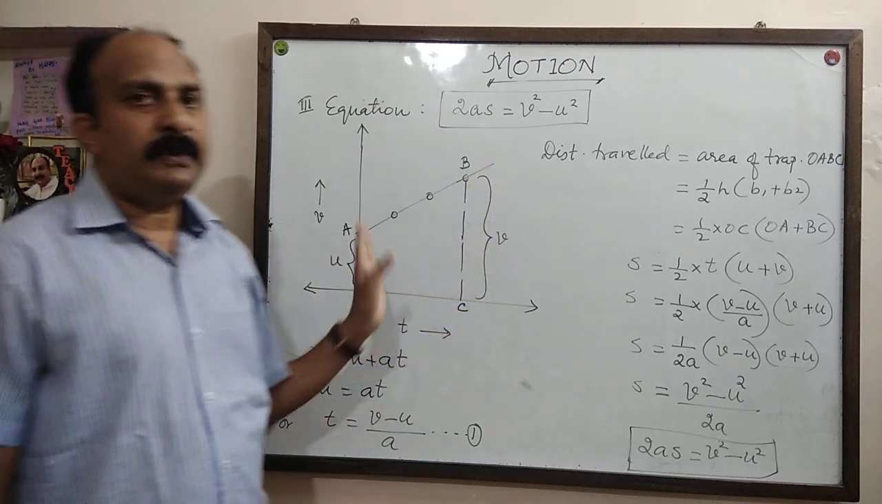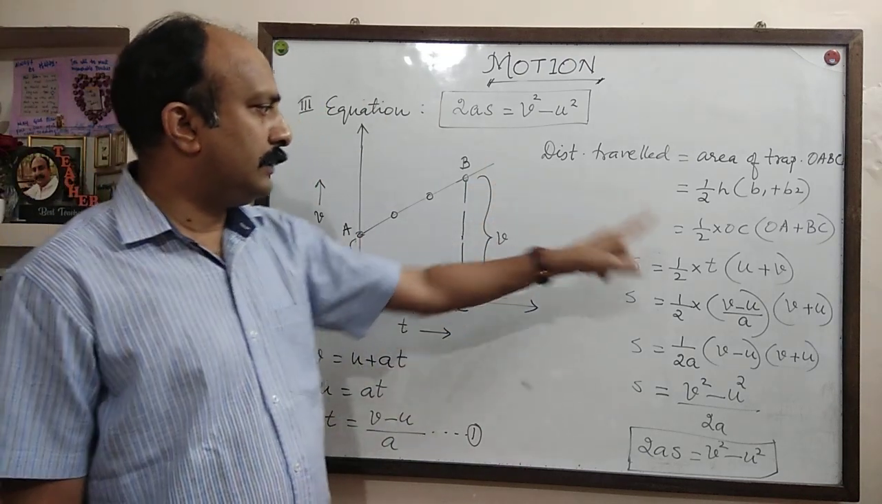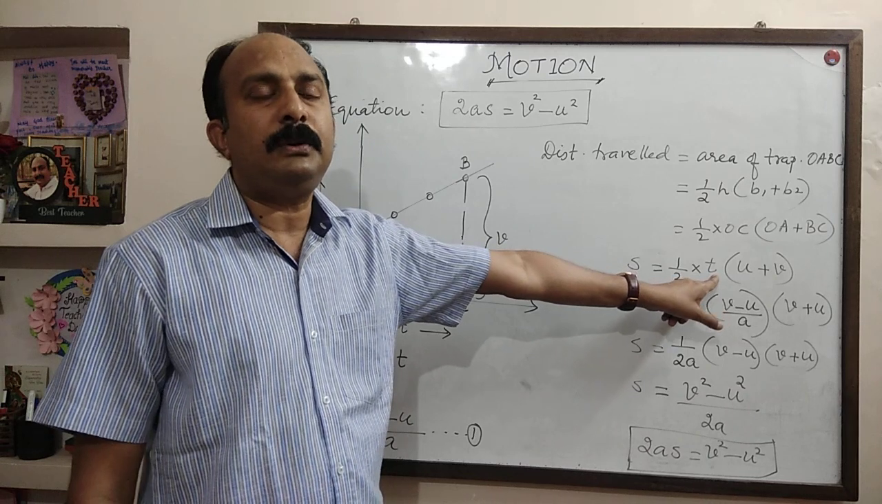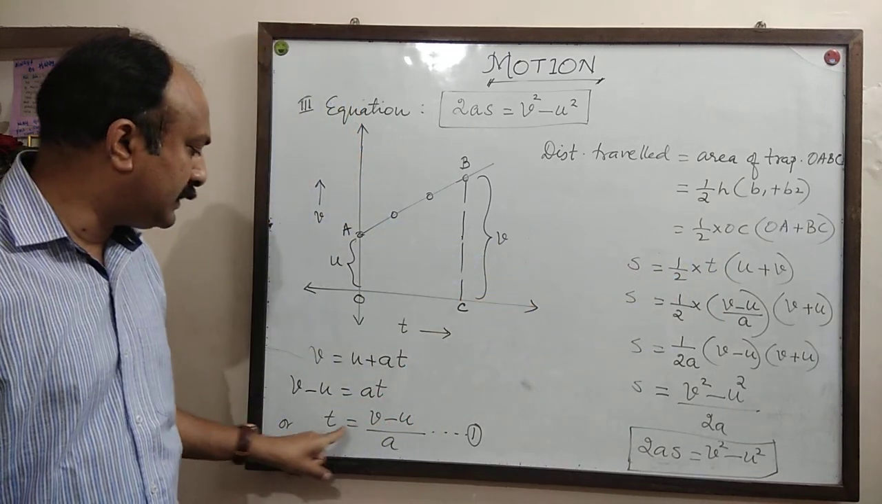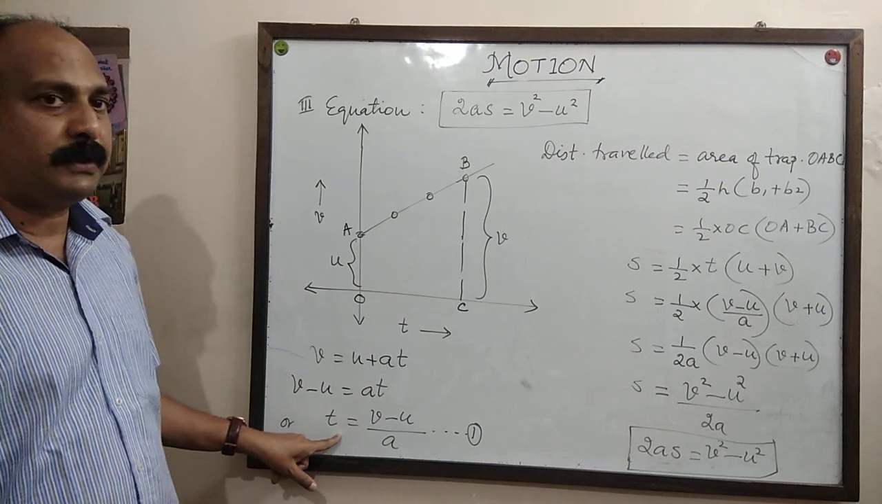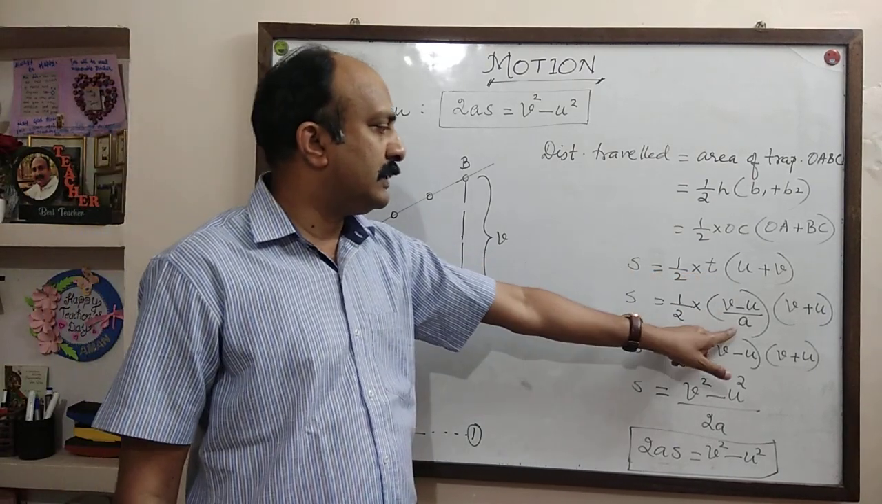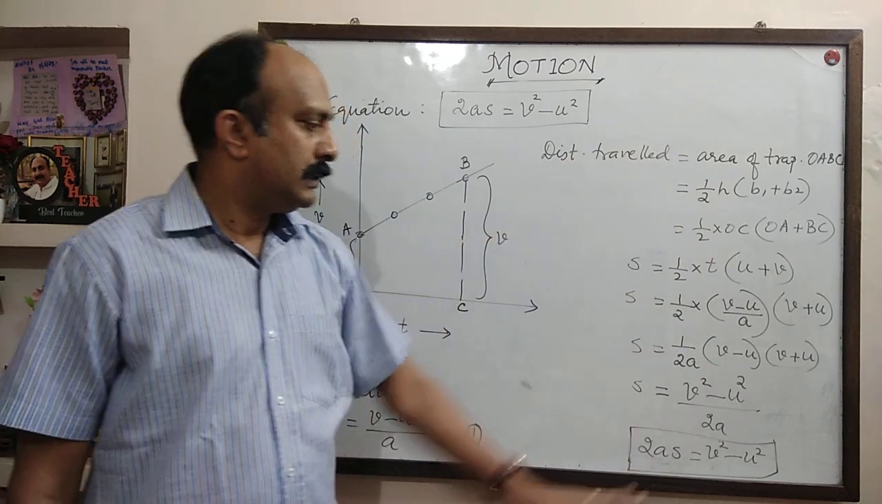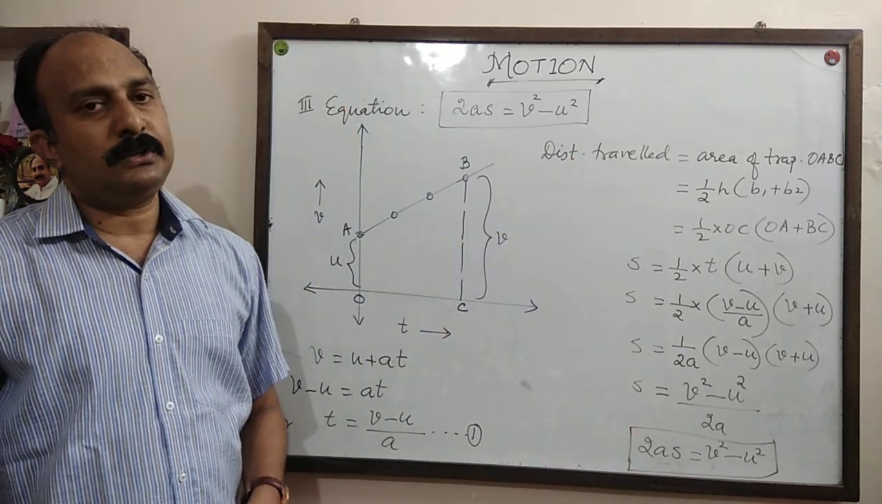Somewhere it is very similar to the second equation of motion. The only change is that this time we are substituting for T from equation number 1. From the first equation of motion we have made a substitution for T and we are using that substitution here. So this is the derivation of the third equation of motion.